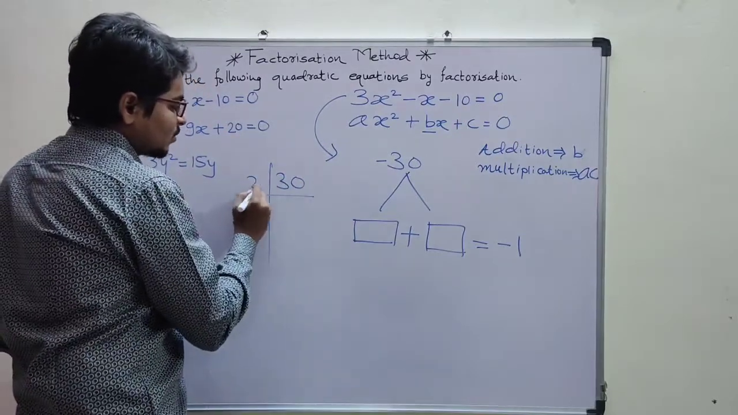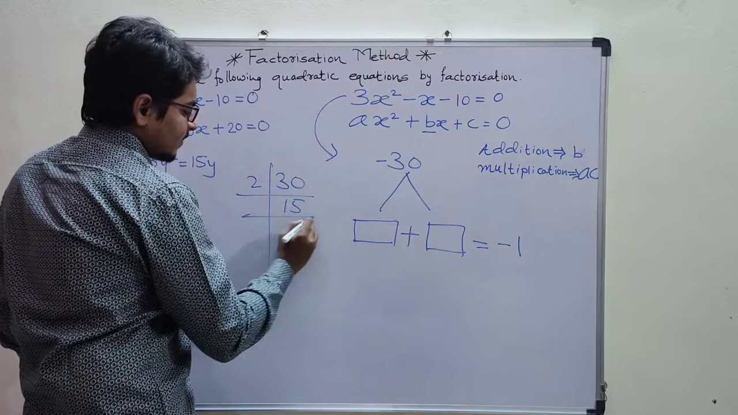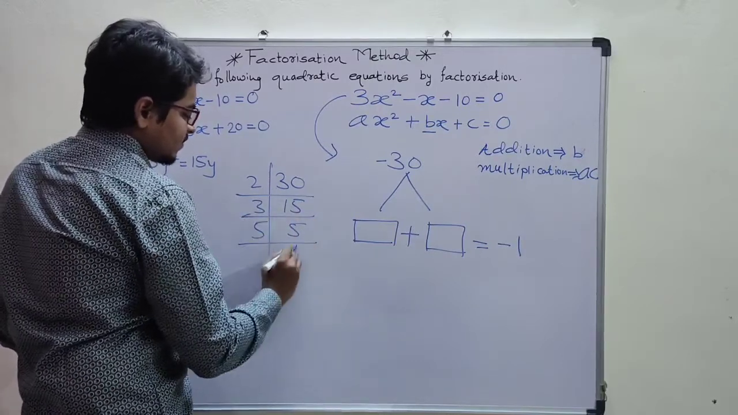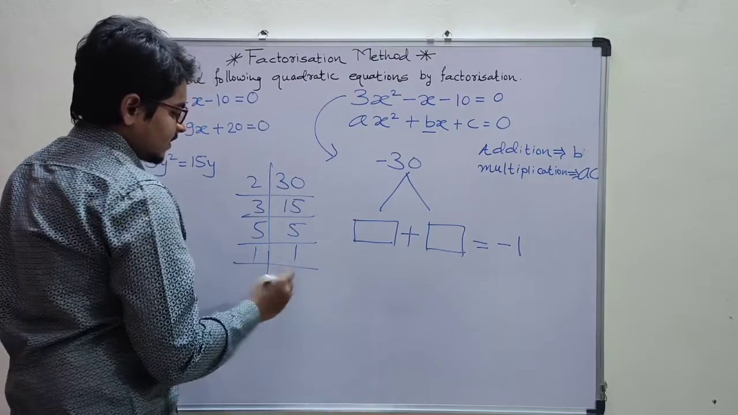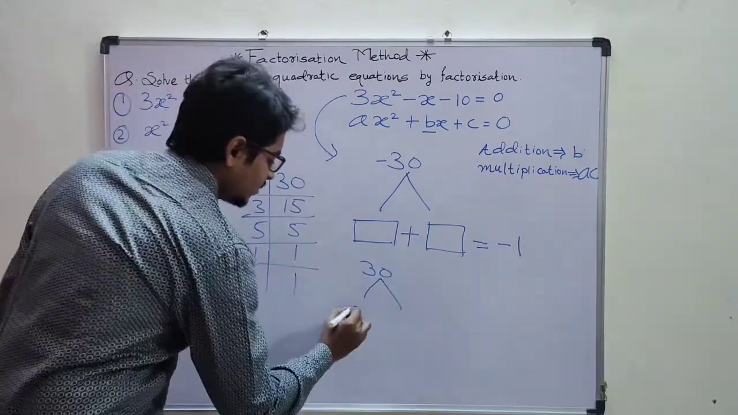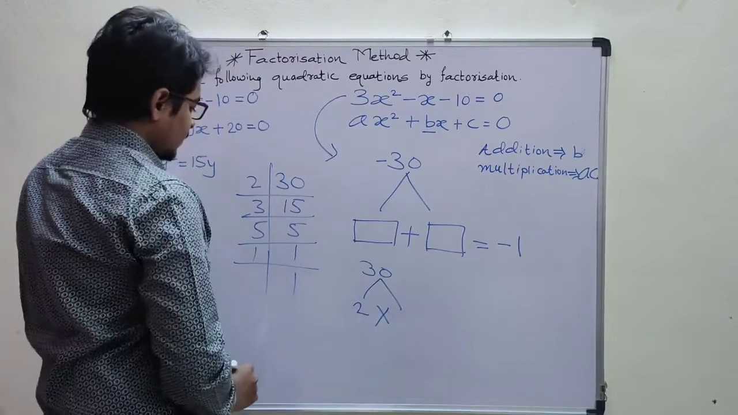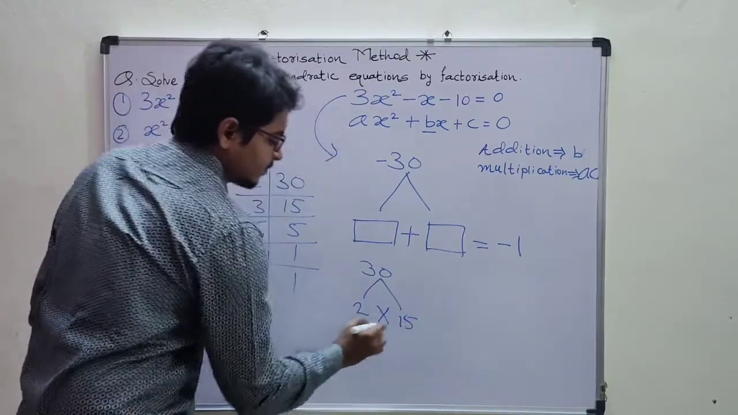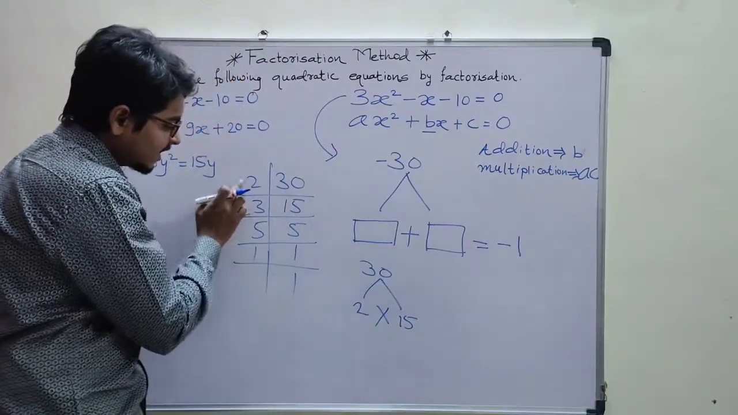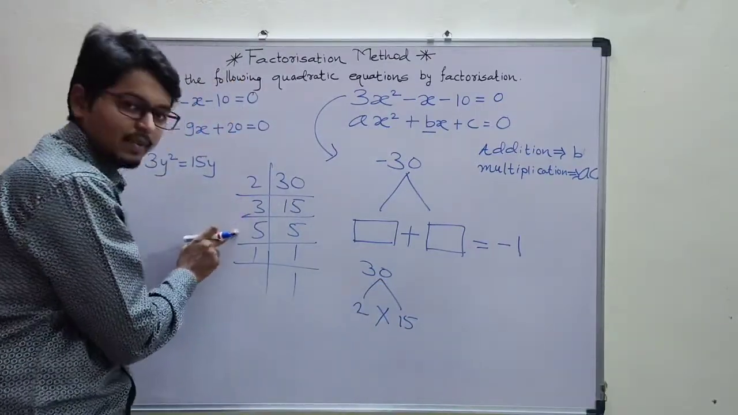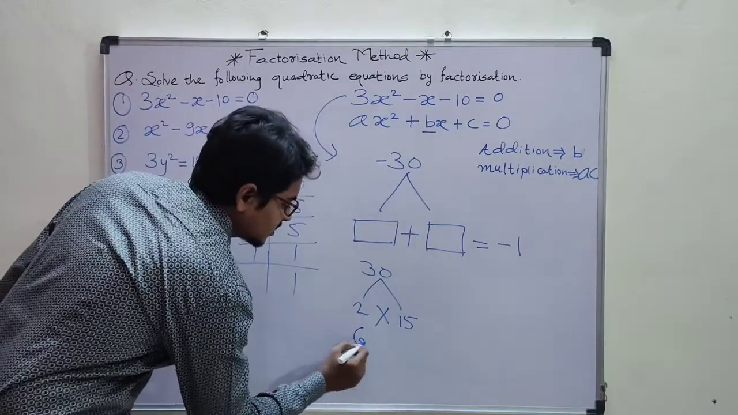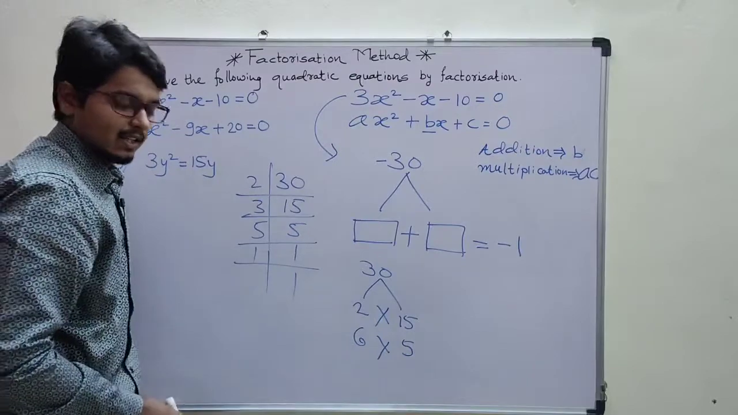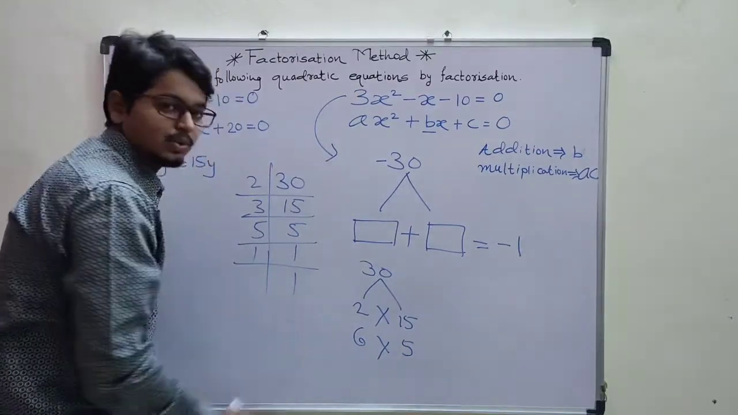Okay, so start by 2, 15, then by 3, again 5, then by 5, 5 ones are 5. Okay, done. Here 5 into 3 is 15. 2 into 15 is 30, then 2 into 3 is 6 and 6 into 5 is again 30. So here we have two choices.